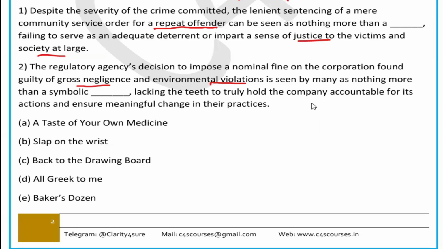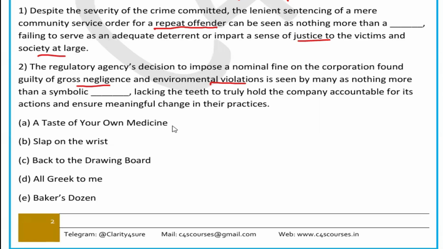It doesn't hold the company accountable for its actions, and in fact, it doesn't ensure meaningful change in their practices, because when a severe crime is done, unless a proper punishment related to the severity of the crime is imposed, nothing is actually working for the betterment of the person who has done the crime. So both are on the same terms, talking about things which have been violated, fines which have been imposed, and the crimes which a person, or here a corporation, is committing. So let's see which idioms will fit in.